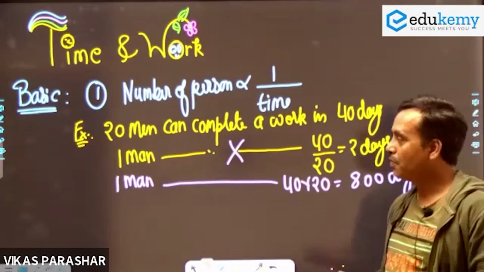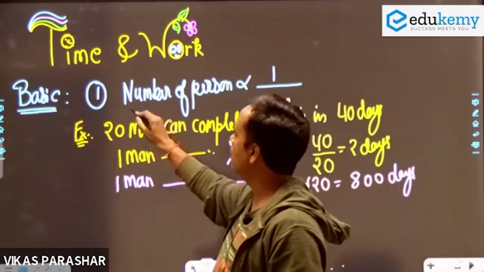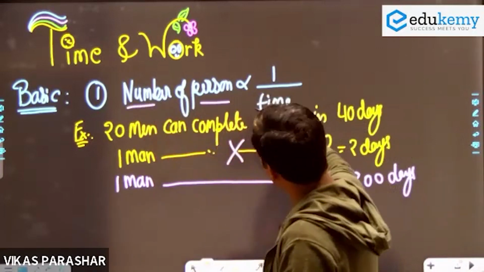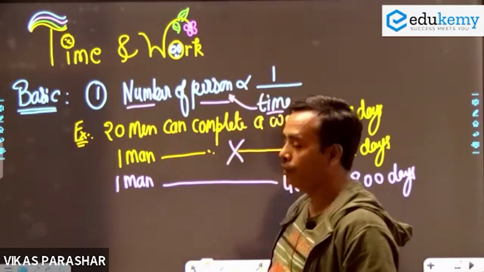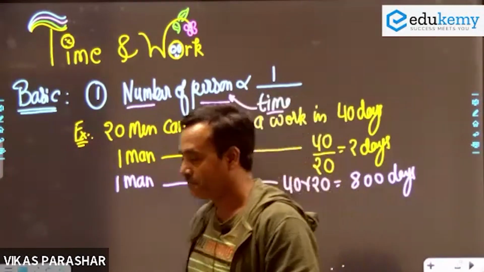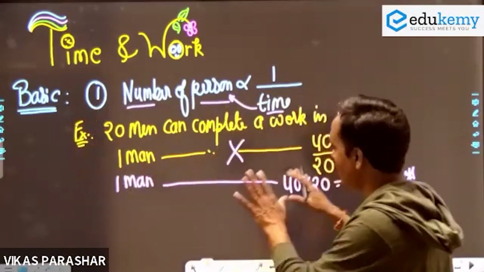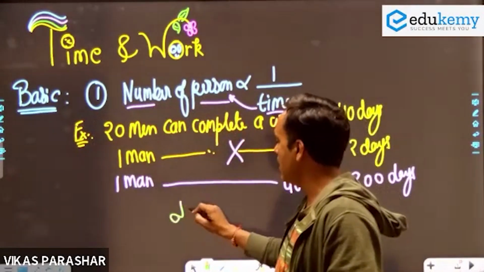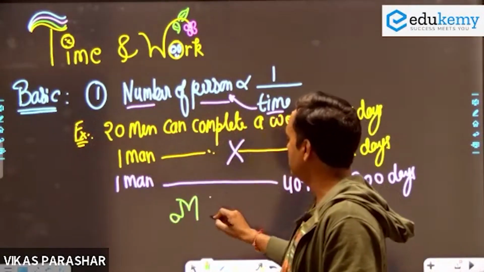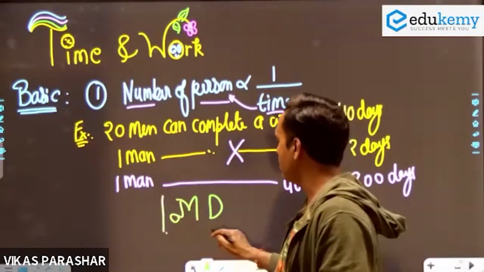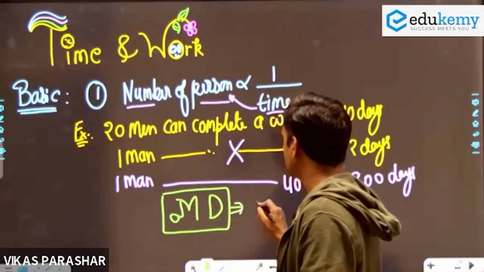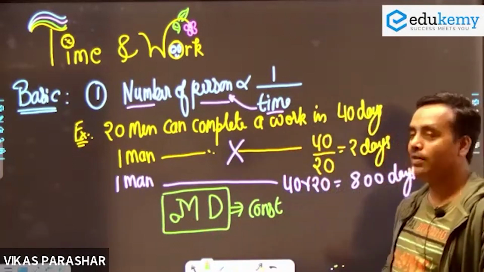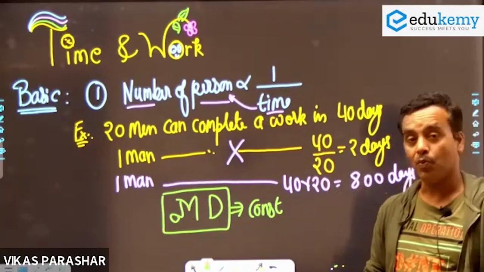Okay. So generally we use the symbol M for number of persons and D for time. The product of M and D is always constant in maths. More man, less time. Less man, more time.